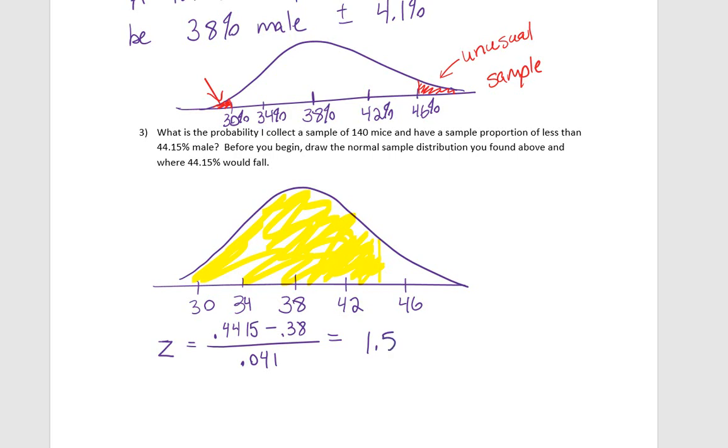And if I check my z-score table, that's going to give me that the probability that I see a sample that is less than 44.15% male mice is going to be 0.9332, which is that I have a 93.32% chance of seeing that.